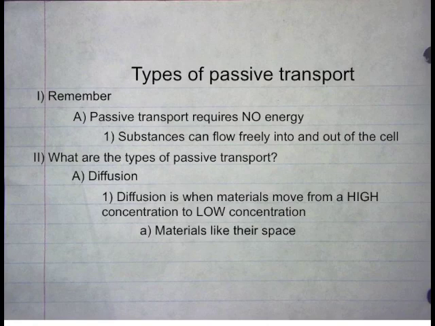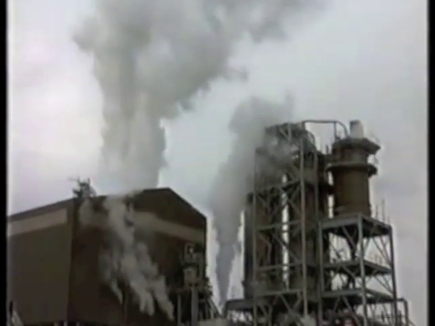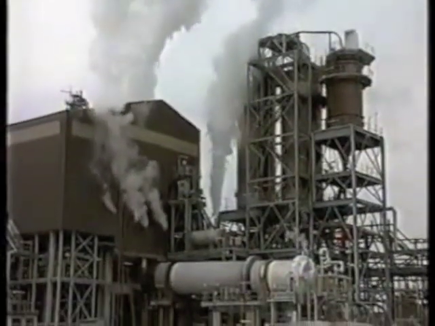Diffusion. Diffusion is when materials move from a high concentration to low concentration. This is because materials like their space. When you see a cloud rising from a factory, that's an example of diffusion, as from the bottom of the cloud you see a high concentration of gas and it spreads out throughout the low concentration in the air.